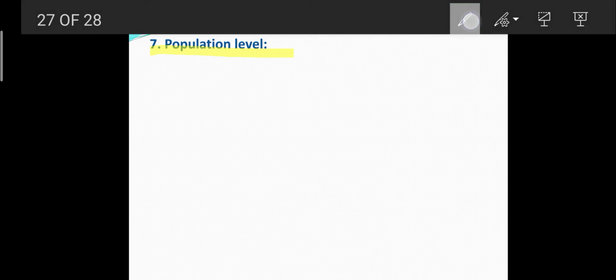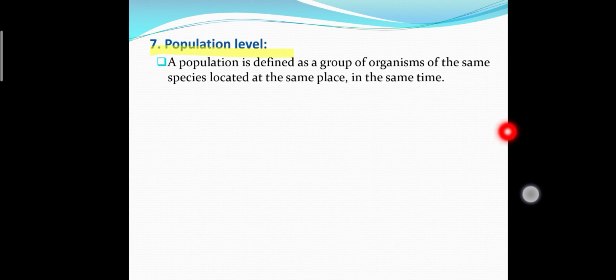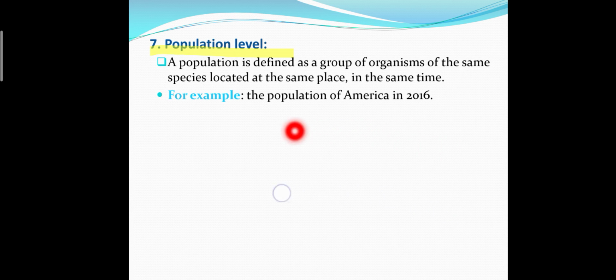What is the population level? A population is defined as a group of organisms of the same species located at the same place at the same time. For example, the population of any country in 2016, 2018 or any year is an example of a population. For example, the population of America in 2016.